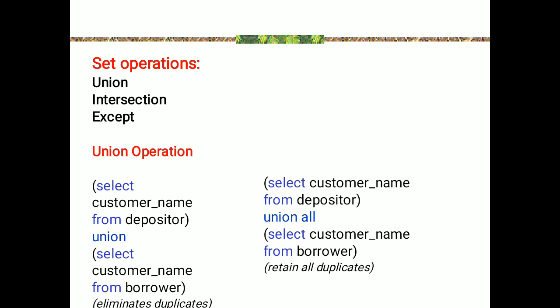There are two variations of the union operation, union and union all. In union, if we combine the outputs of two queries, then it eliminates the duplicates. On the contrary, in union all the duplicates will be retained.